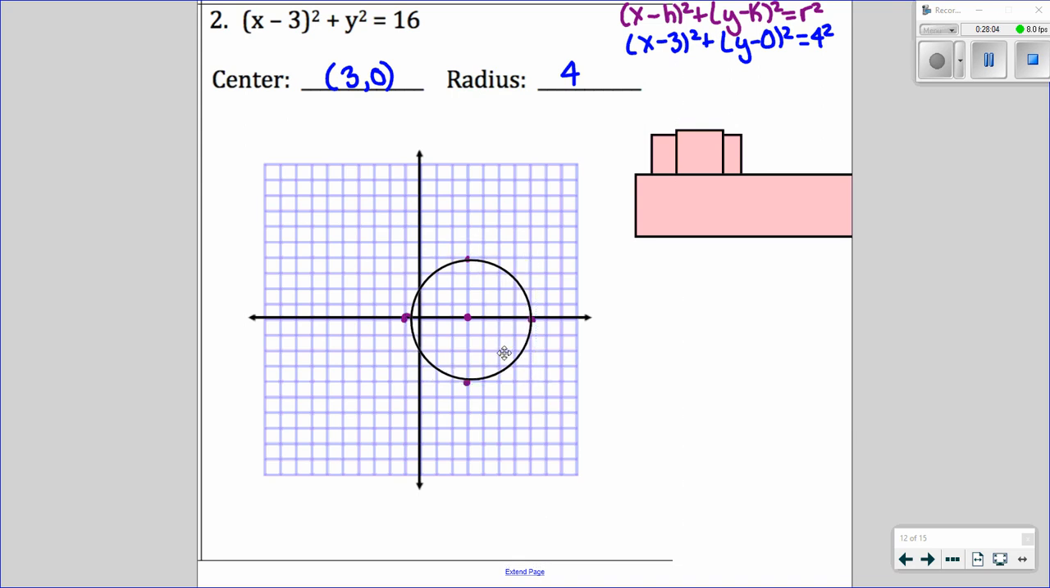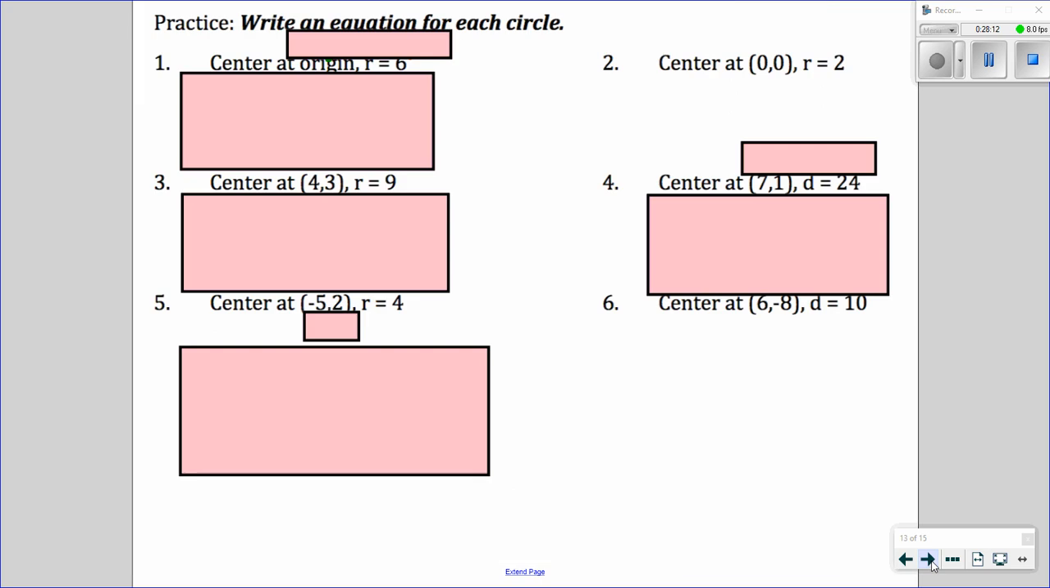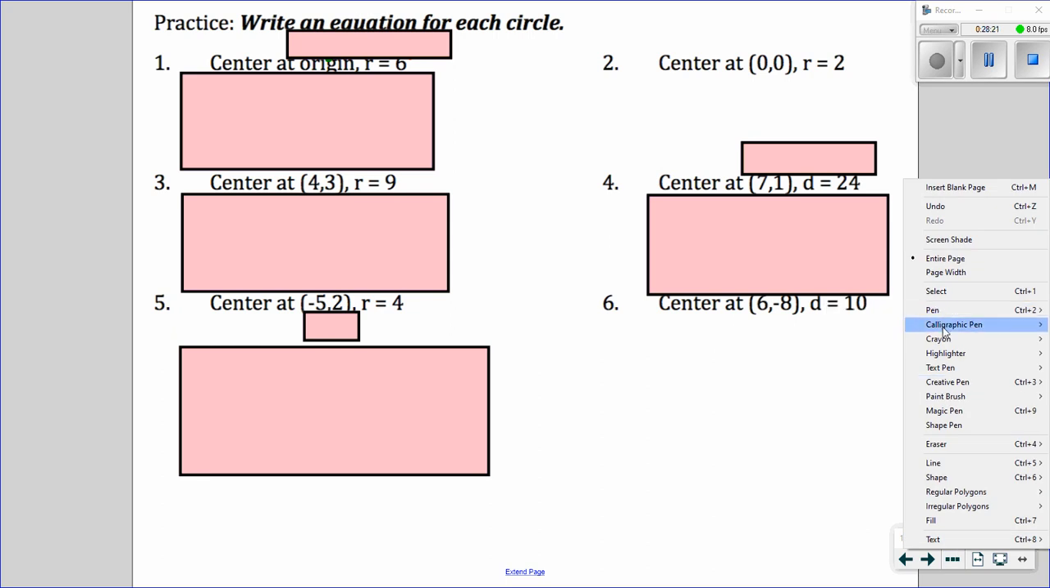Trying to make it as good as it gets. Alright. So we're just going to do some little practice so that way you are familiar with it.